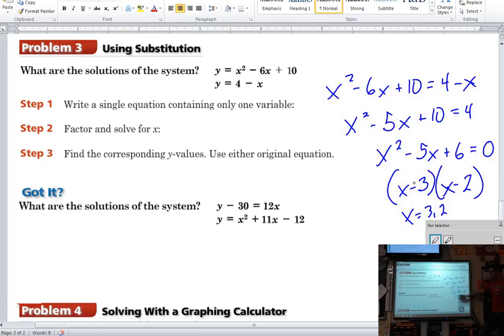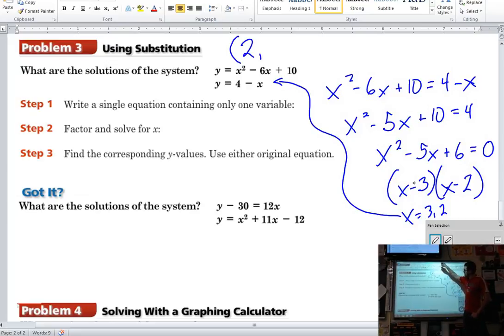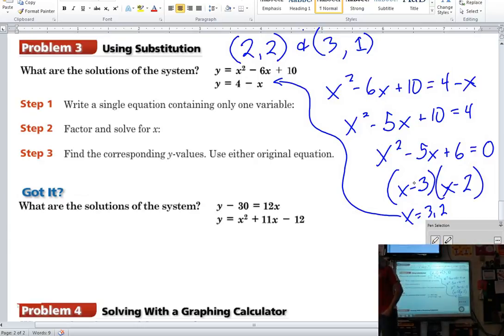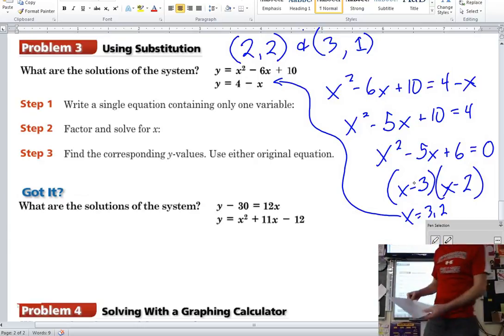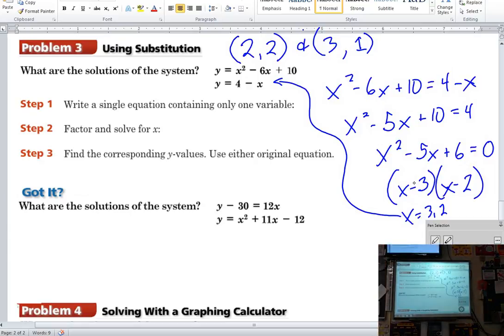And we could plug in, and our solution points will be at 2, 2 and 3, 1 in xy form. So much easier. Any questions? We'll leave it a minute. I bet that wasn't a question. I bet that you guys will have a fairly easy time with this.